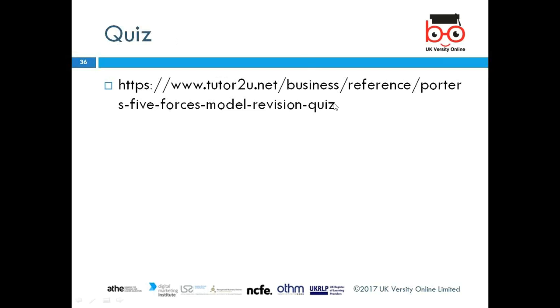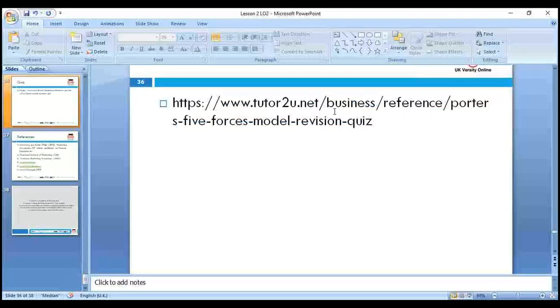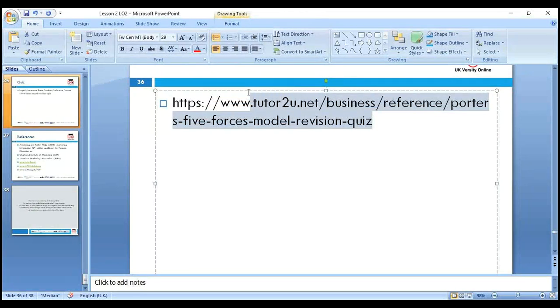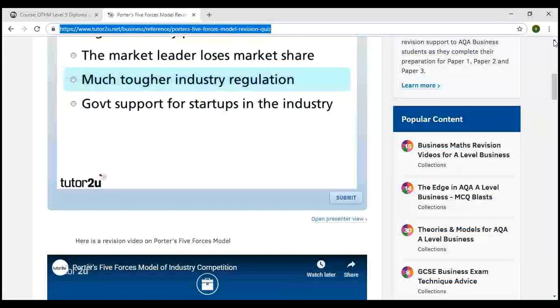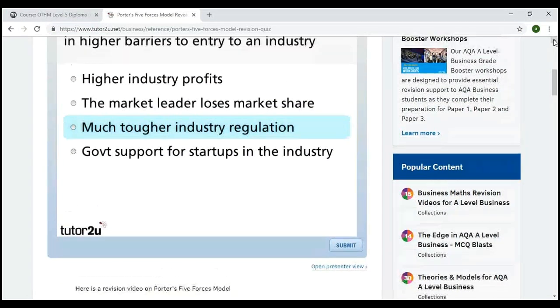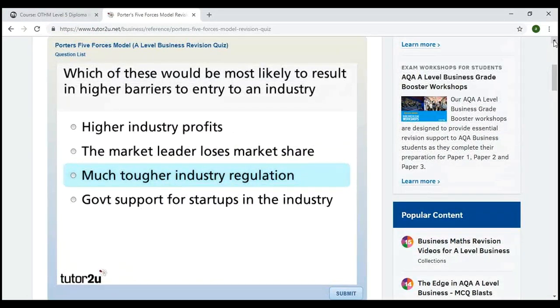No, it's okay. Okay, so we'll do a quick, little quiz to clear up Porter's Five Forces. That's the model. Okay, can you see my screen? No, I'm still on the tutor. Okay, and I can see it now. Let's go through. We discussed Porter's Five Forces. Here we are looking at the options.